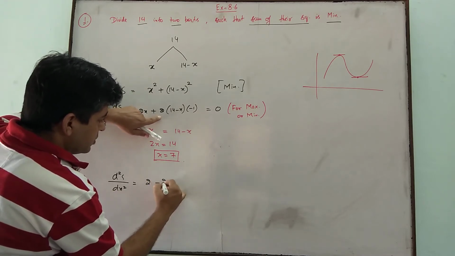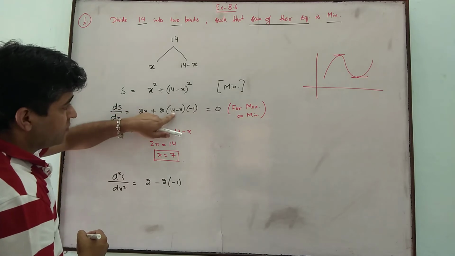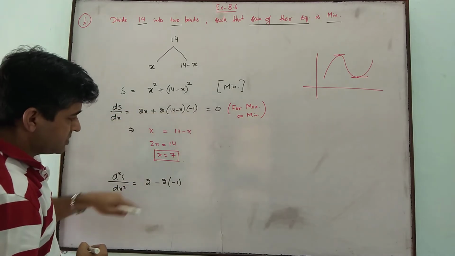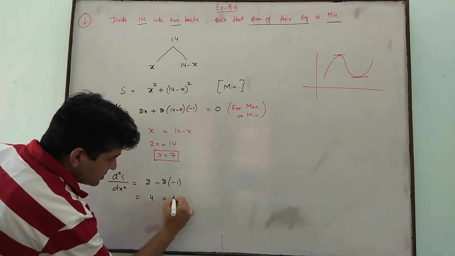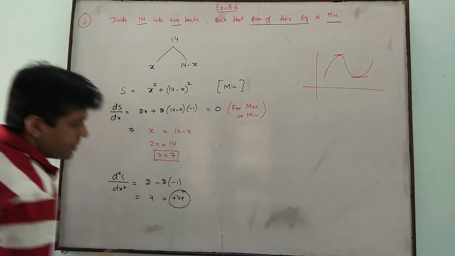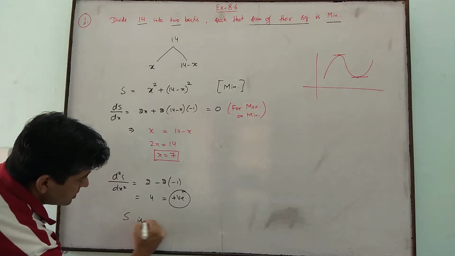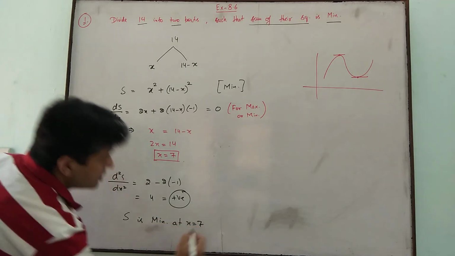minus twice of minus 1. That is, for 14 it is 0, for minus x it is minus 1, and this negative is here. So it is minus minus plus 4. 4 means it is positive. And as it is positive, your s is minimum at x is equal to 7.